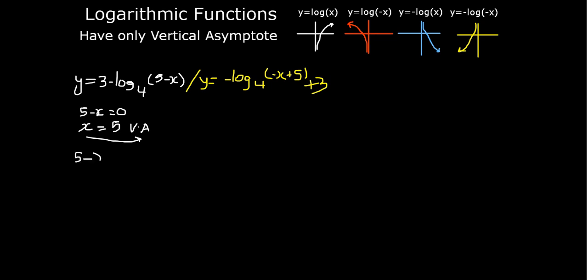5 minus x equals 1, of which our x will be equal to 4. That's another point on our table. Then also we'll say 5 minus x equals 4 now. Remember, we said we start by saying whatever is inside the bracket equals 0, which will give us our VA. And then whatever is inside the bracket equals 1 now. Then on the third time, whatever is inside the bracket now equals whatever the base is.